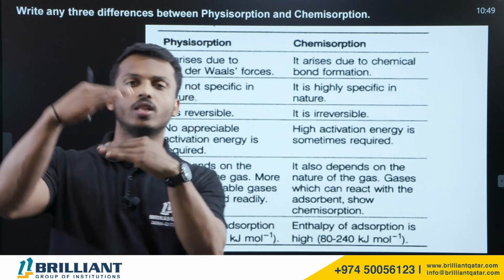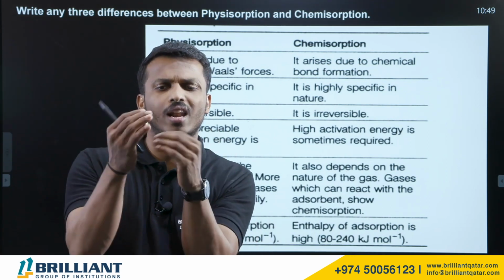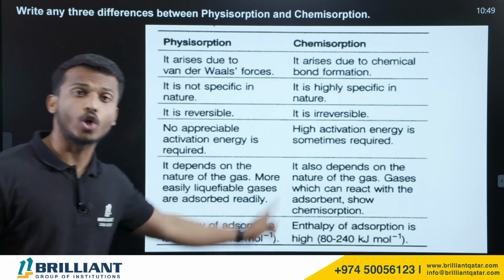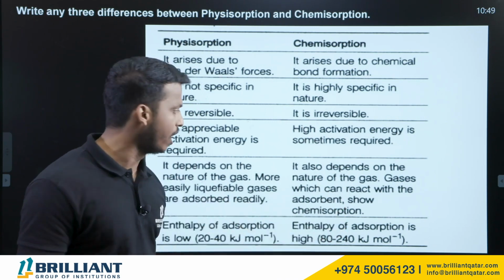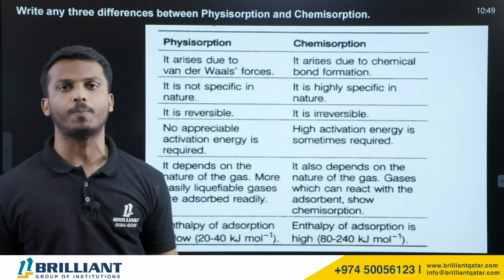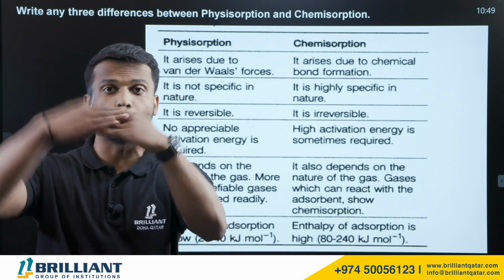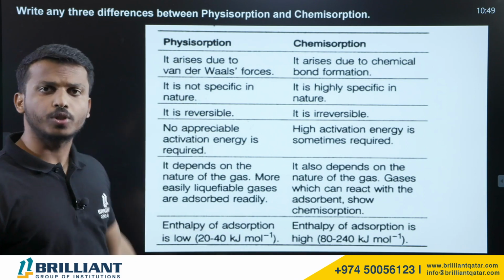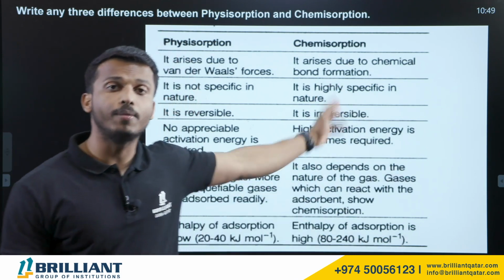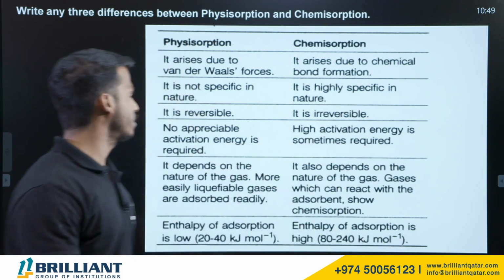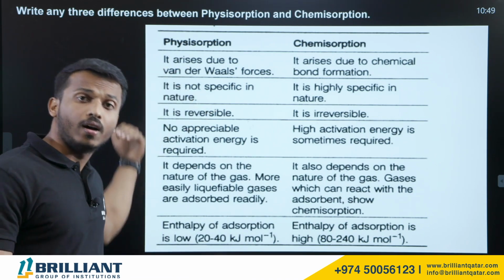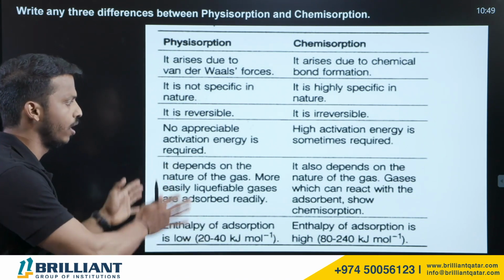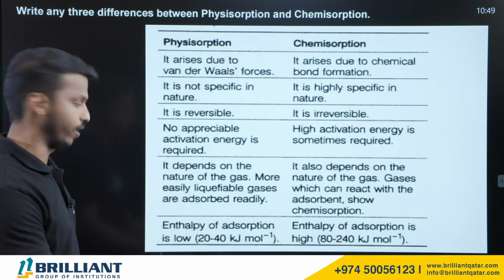During physisorption, the bond is weak, so it releases a smaller amount of heat, around 20 to 40 kilojoule per mole. Whereas in chemisorption, they make a very strong chemical bond, and around 80 to 240 kilojoule per mole is released, because bond formation is exothermic. Next, physisorption is not specific and chemisorption is specific. Physisorption is reversible, whereas chemisorption is irreversible. So all of you study these properties very carefully, it's important.